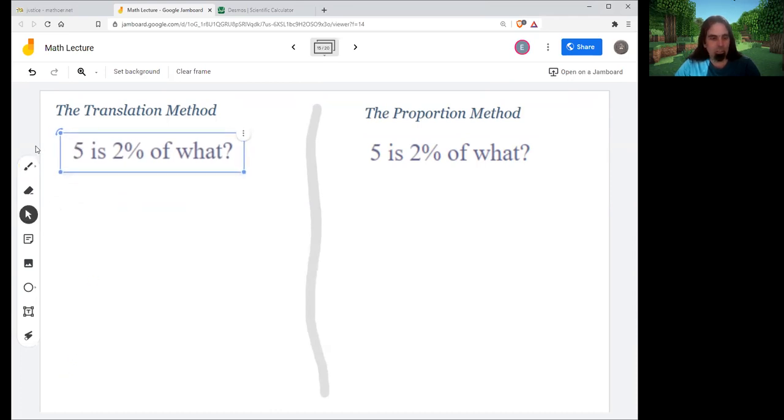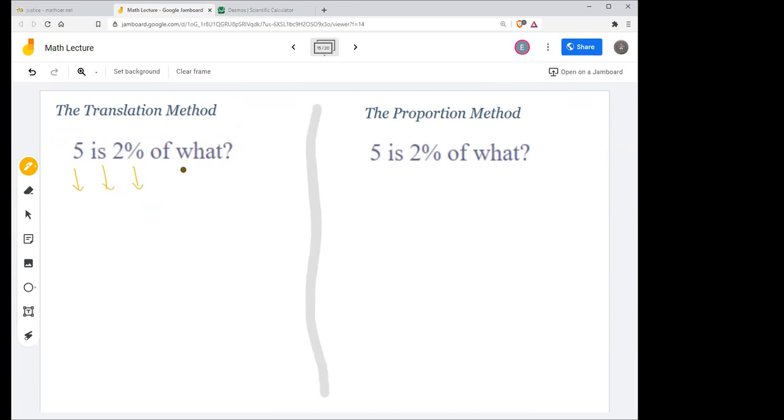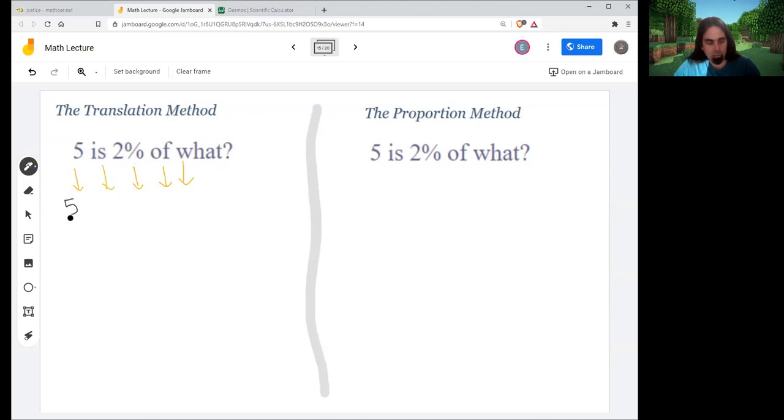Where do I start with the translate method? Put the 5 underneath. I'm actually going to draw arrows because that's how I do things. Okay, 5 becomes a 5. Equals. Is equal. And then you do riplop to 2. Left or right? Left, I'm going out of a percent. So I'm going to get 0.02.